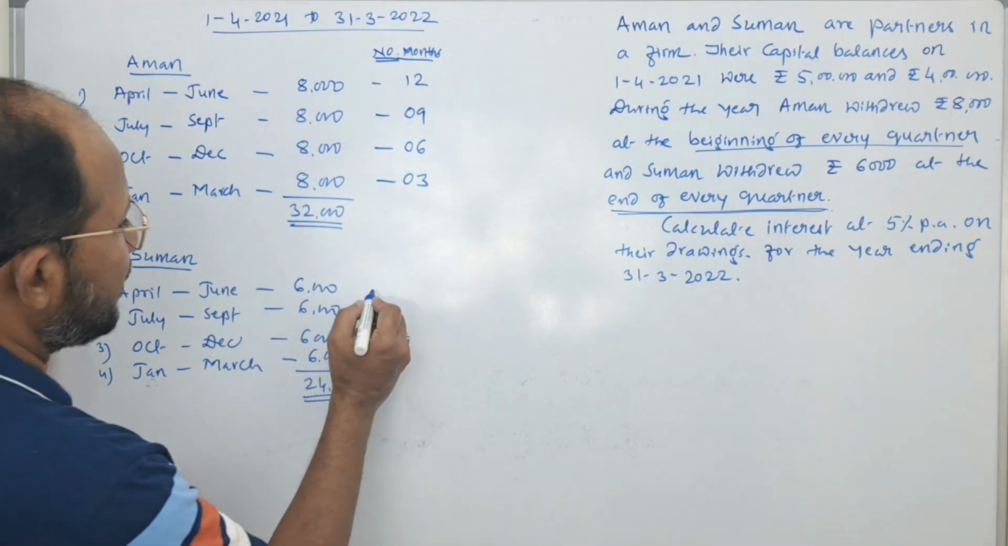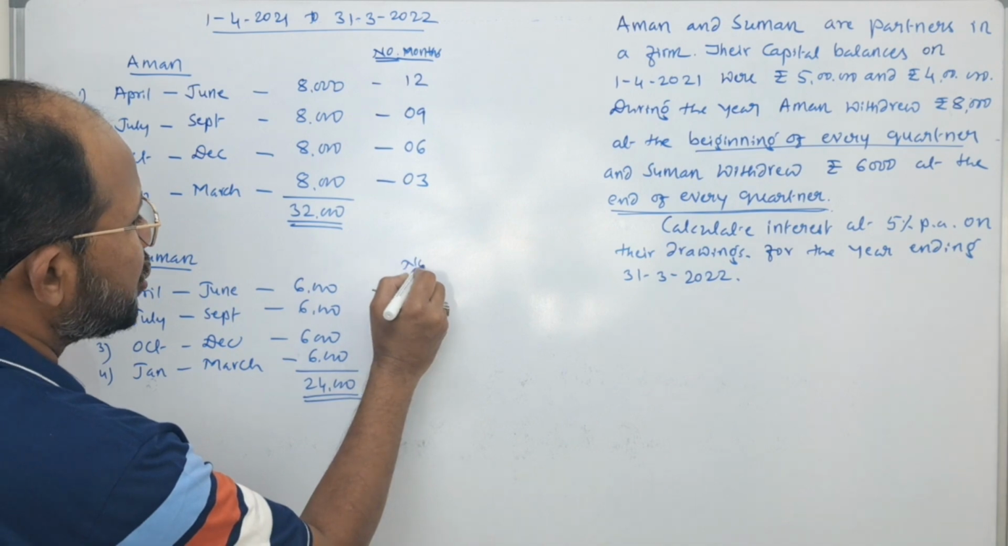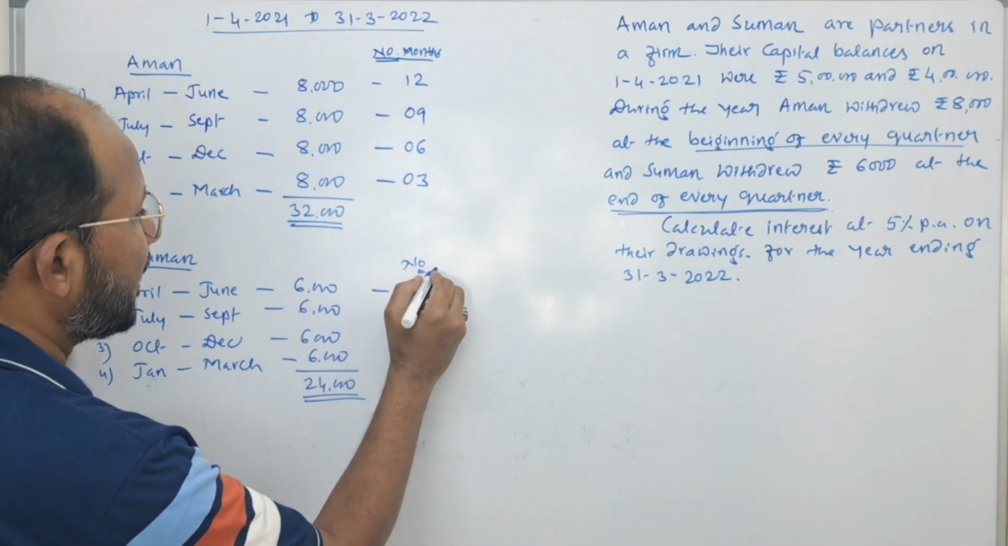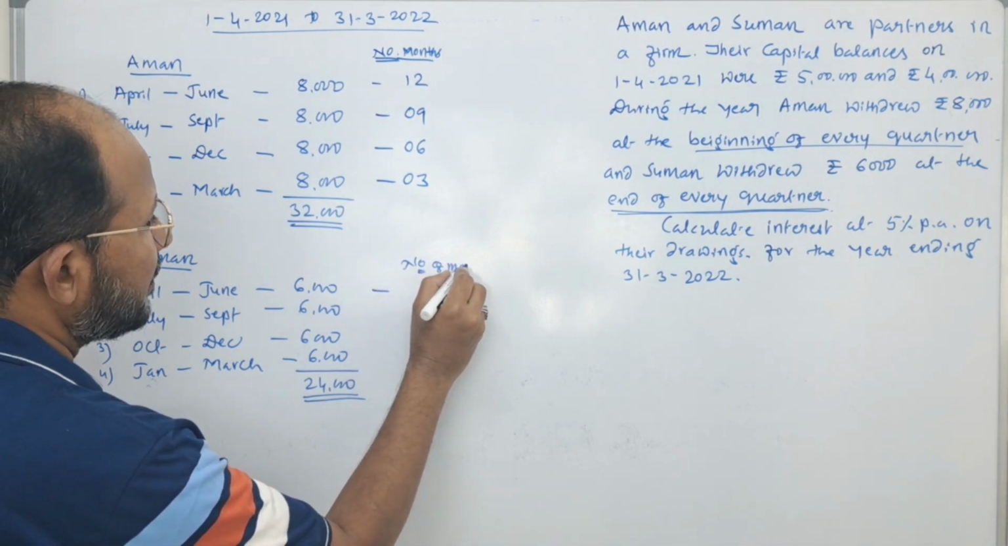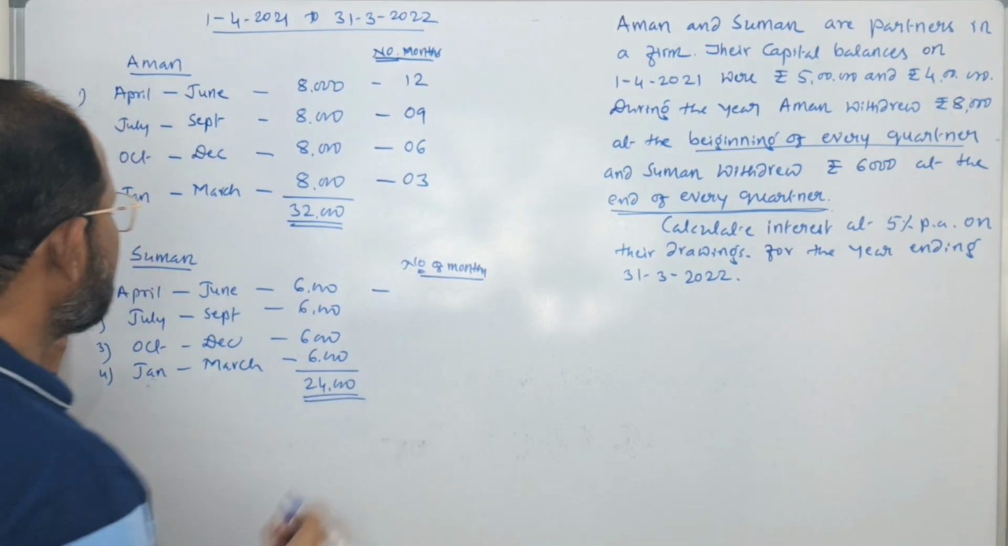Okay, let us calculate the period for which interest is to be calculated in case of Mr. Suman. Number of months, calculate. Very simple thing is there.